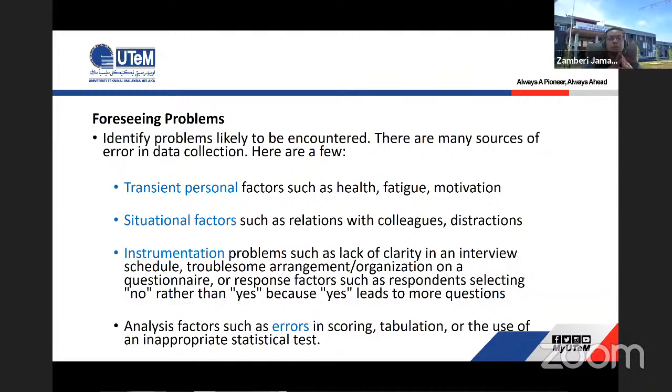Situational factors, relationship with colleagues. Do we have distractions? Are we sharing the same office space or the same lab space? That could somehow trigger unnecessary problems with our colleagues. We do not want to have that.